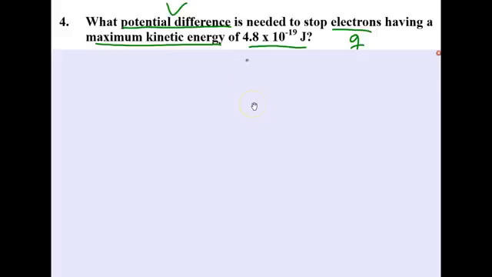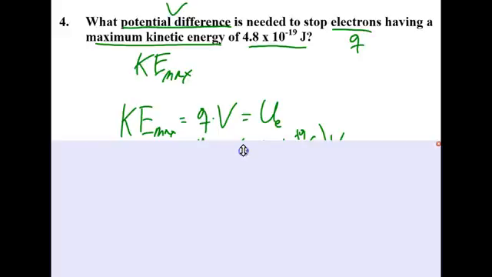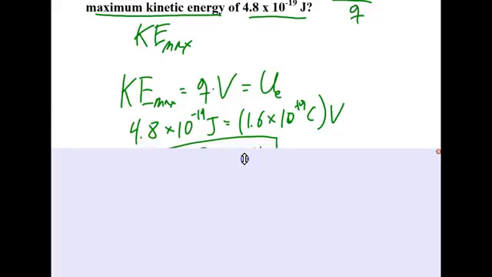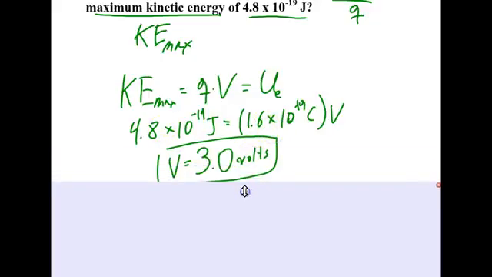Number 4. What potential difference is needed to stop electrons having a maximum kinetic energy of 4.8 times 10 to the negative 19 joules? Nice tie into our previous question. They want V. They told you it was electrons, so you know the Q value, and they gave you the energy in joules. So, just as we just talked about, the maximum kinetic energy is Q times V. They gave you the maximum kinetic energy is 4.8 times 10 to the negative 19. You know the Q value is 1.6 times 10 to the negative 19. So 4.8 divided by 1.6 would be 3 volts.